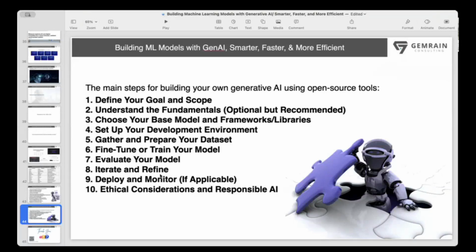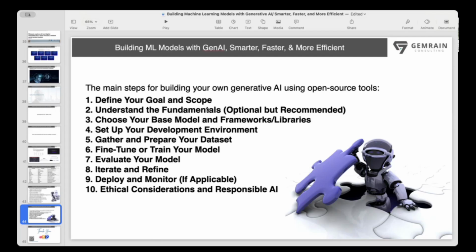So building the generative AI. After building the machine learning, after building the predictive model, then you can build your own. So the steps. What is the goal? What do you want to do? When it comes to the generative AI tool, do you want content writing? You want audio, video, image, other things? Then you have to come up with the goal.